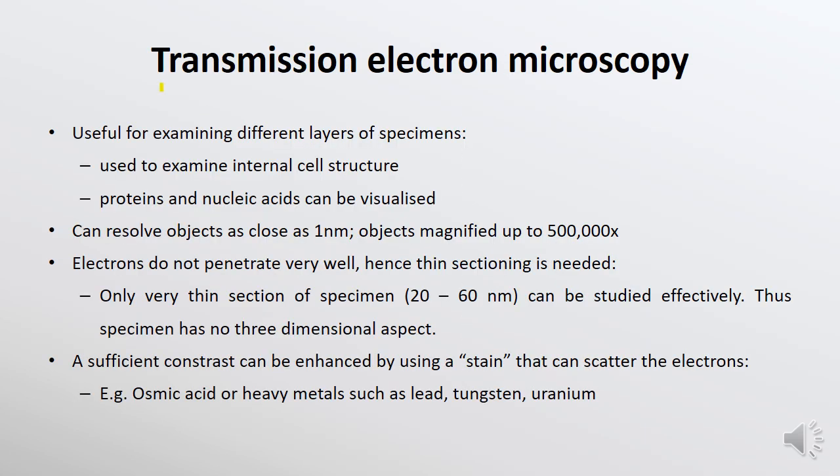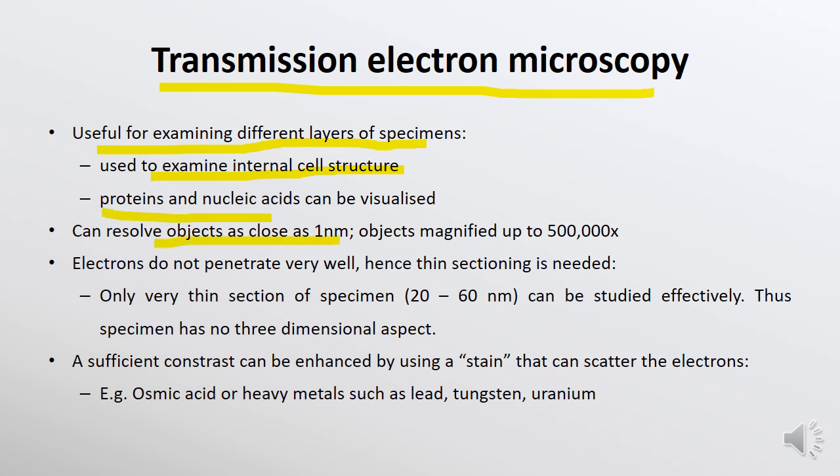So let's move on to the last microscopy for the day, the transmission electron microscope, which is also known as a TEM. TEM is very useful for examining different layers of a specimen. It is usually used to examine the internal layers of cells and also to visualize protein and nucleic acid. It can resolve objects as close as 1 nanometer, and it can magnify up to 500,000 times.